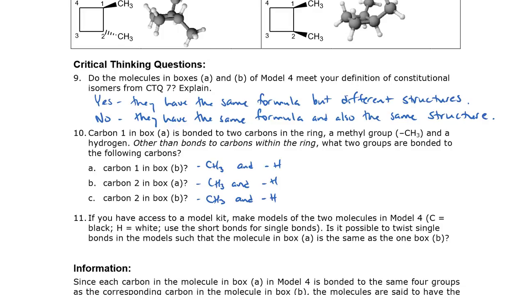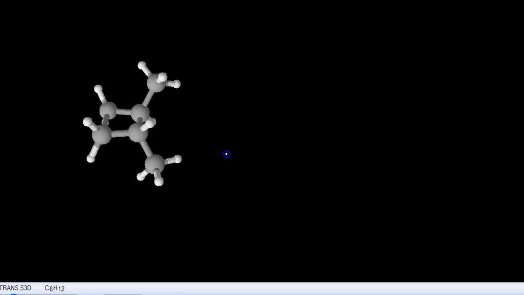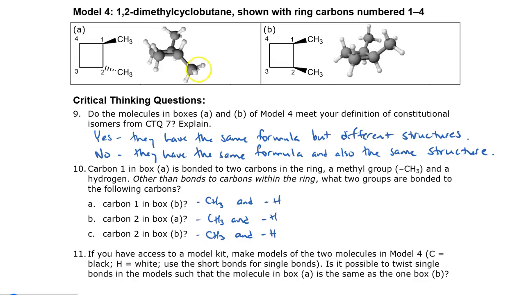If you don't have a model kit, or even if you do, I've found, well, let's take a look at this. Okay, here is a model of one of those molecules. So can you tell which one it is? Is this one, right? Because it has one methyl group at the bottom, one at the top. See it?